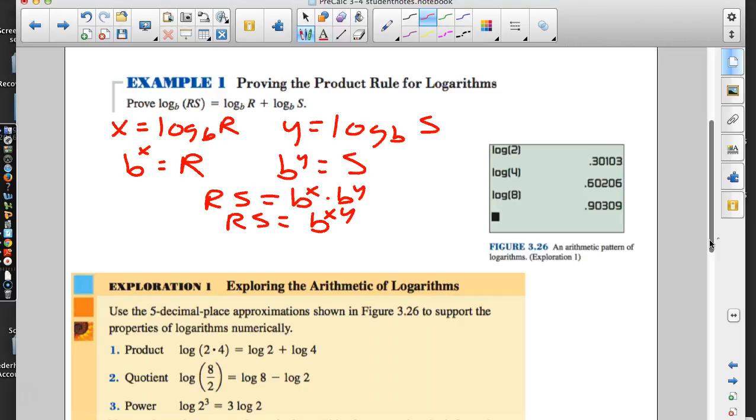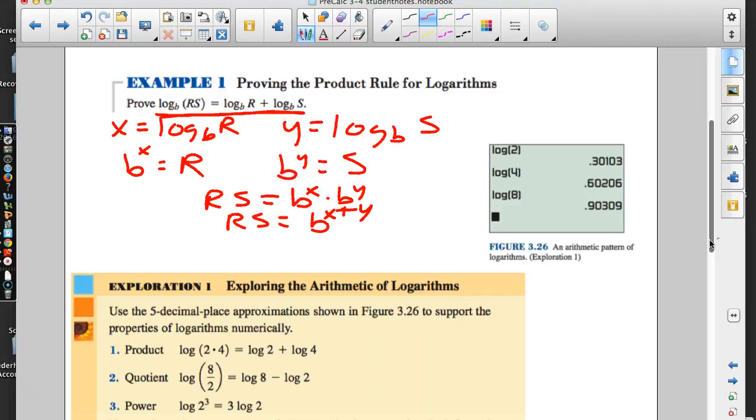Now let's see. I did what I was supposed to do. Oops, forgot to put the plus in there. I did what I was supposed to do, but it doesn't look like this. That's all I have. Okay, so let's see. How could I get it to look like that?